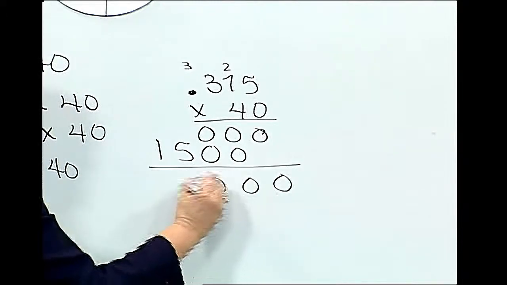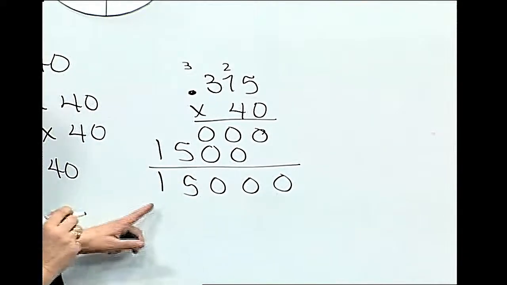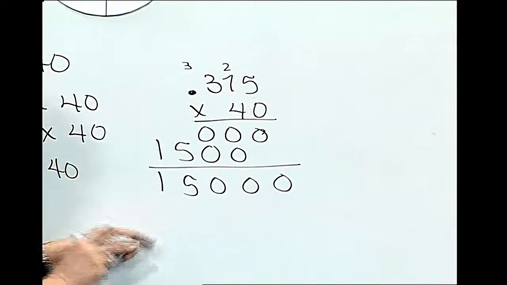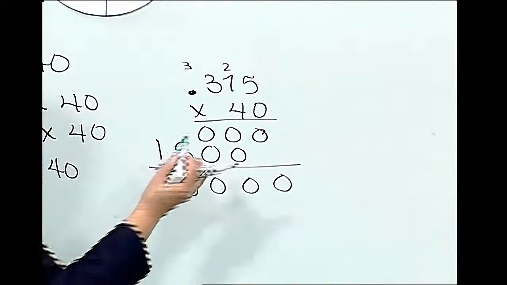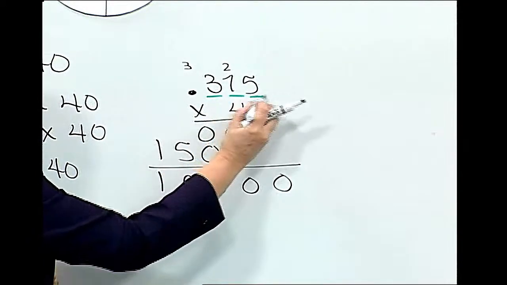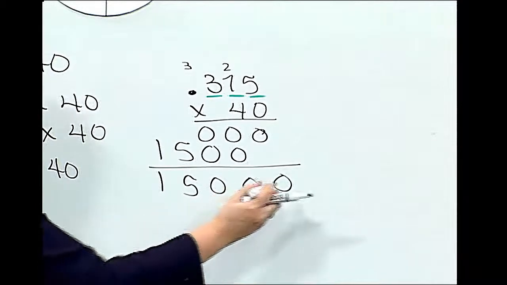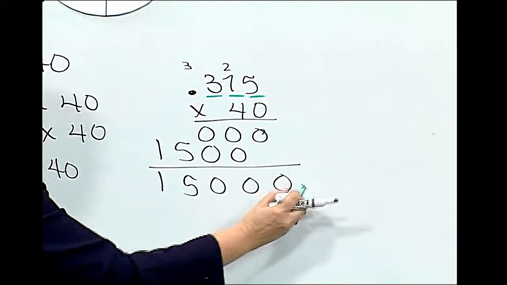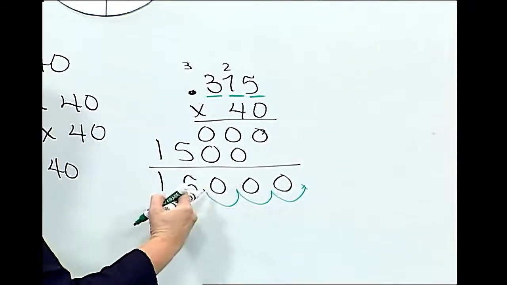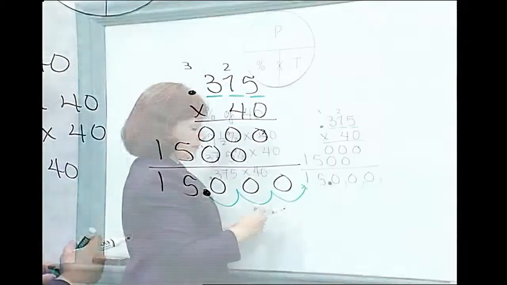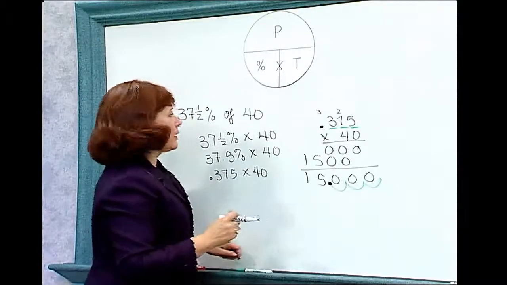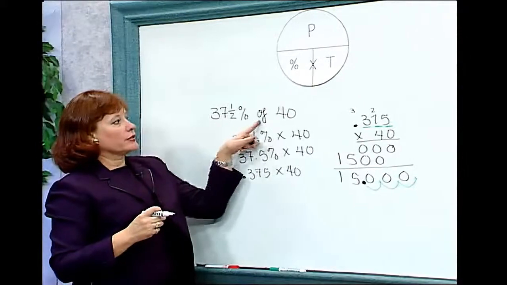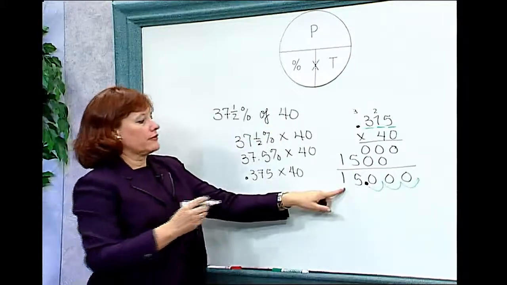When I do the addition, I notice that I have to put some decimal points in. I will check and see there are 1, 2, 3 places following the decimal. So starting from the right, I'll move in 1, 2, 3 places. Then I have found out that 37.5% of 40 is 15.